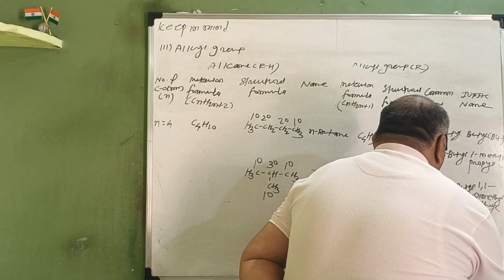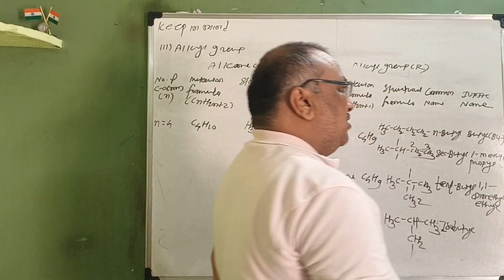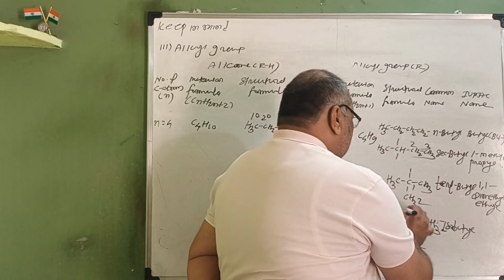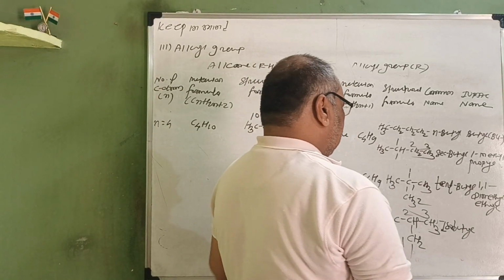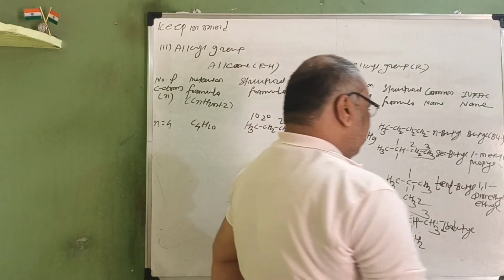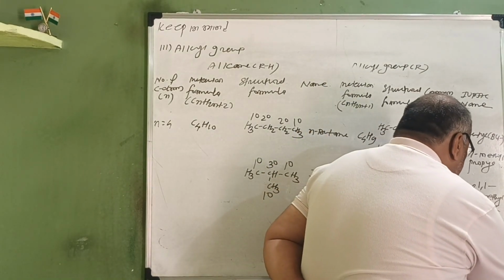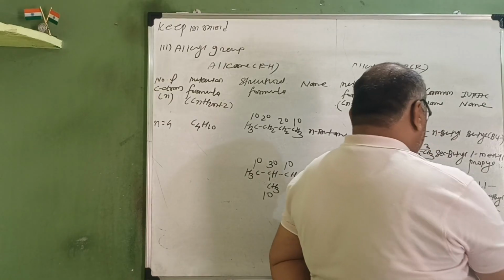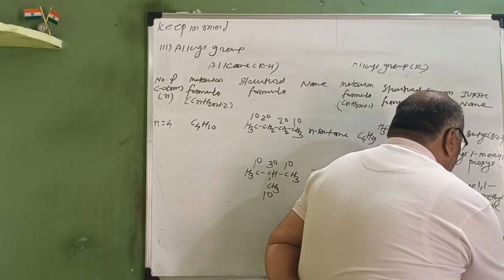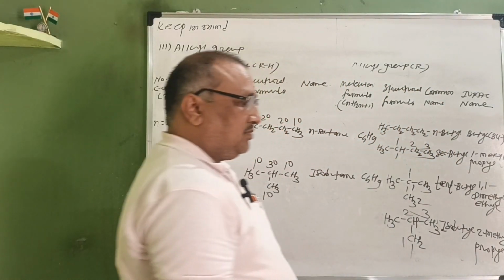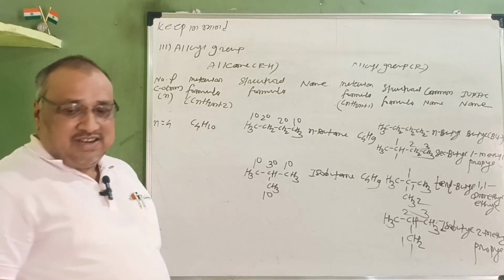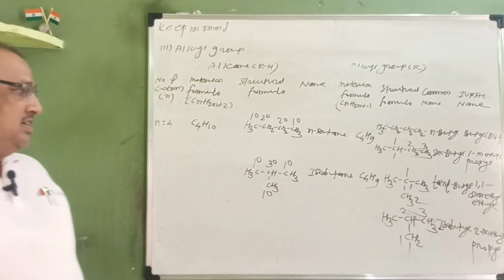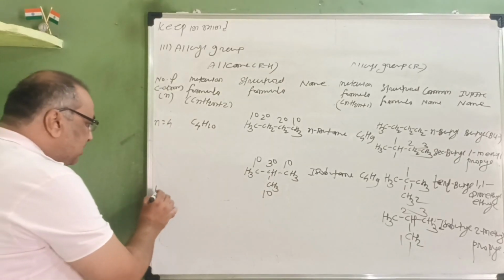isobutyl. What is the IUPAC name of isobutyl? This is first, this is second, and this is third. Here a methyl group is attached to the second carbon, so write down 2-methyl. And how many carbon atoms are present in the longest continuous chain? 3. So here write down propyl. That means here the IUPAC name of isobutyl is 2-methylpropyl.